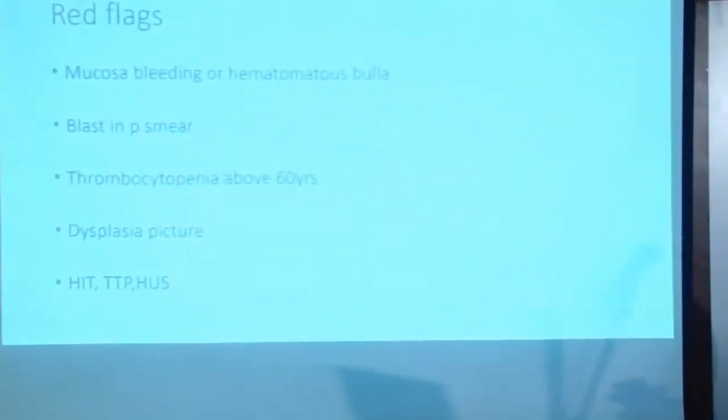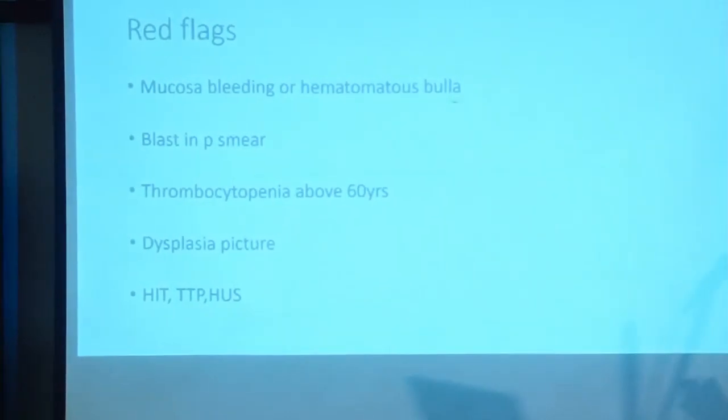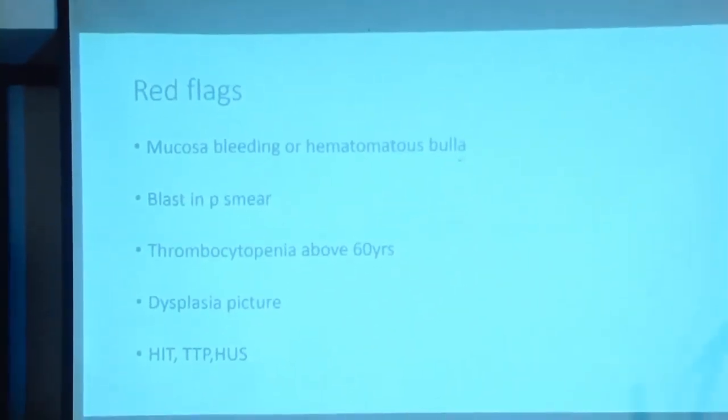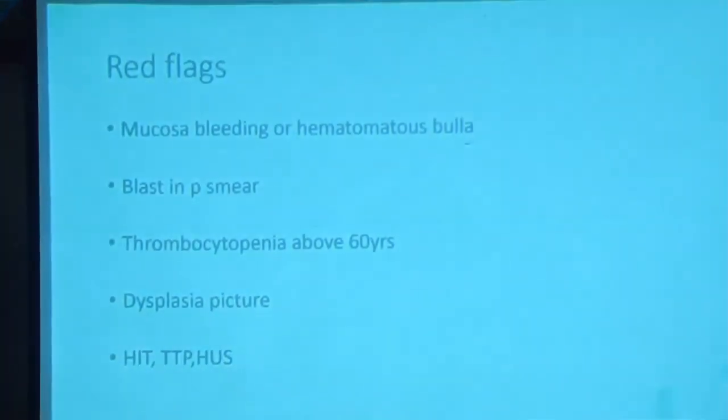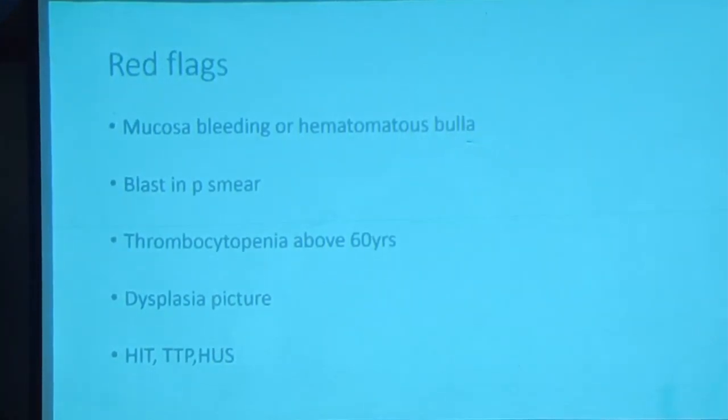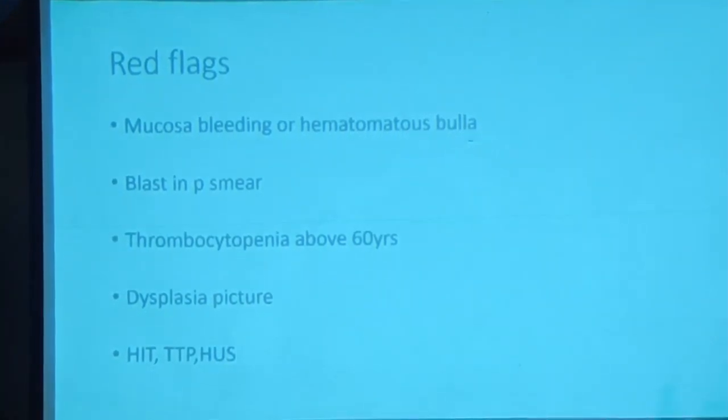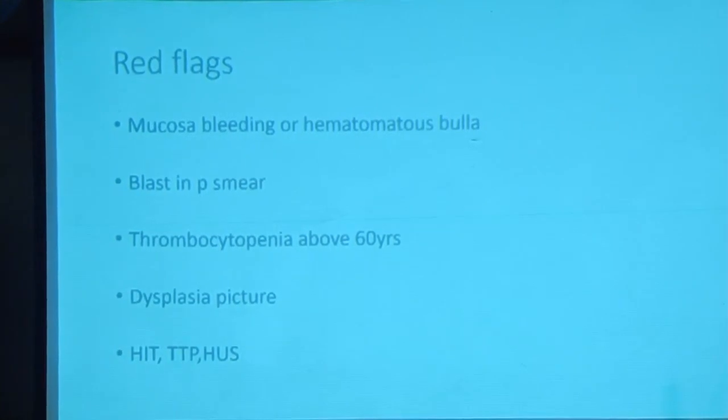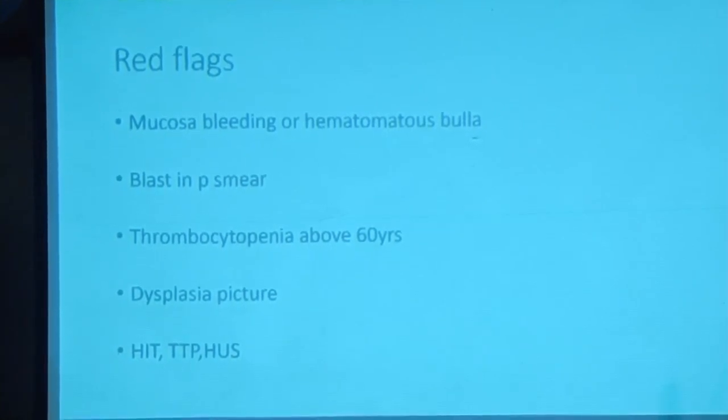This is a hypersegmented neutrophil, and this is vitamin B12 deficiency. So, now the take-home message: what are the red flags in thrombocytopenia? Any mucosal bleeding, hemorrhagic bullae are very serious, and they are at high risk of intracranial bleed or visceral bleed. They need to be urgently treated. And in that scenario, you can give platelet transfusion even in ITP.